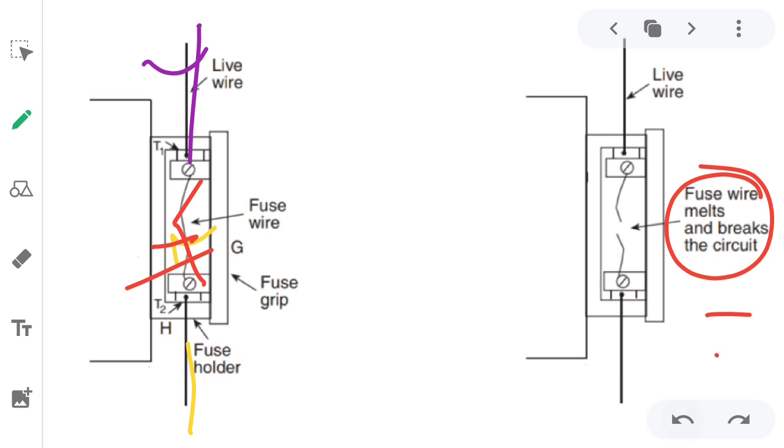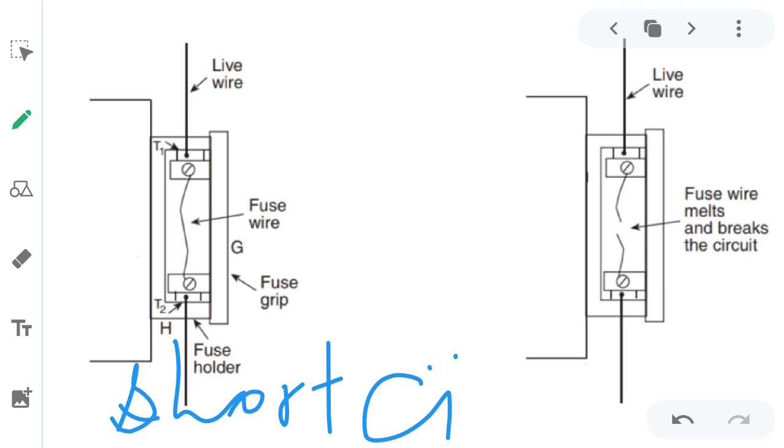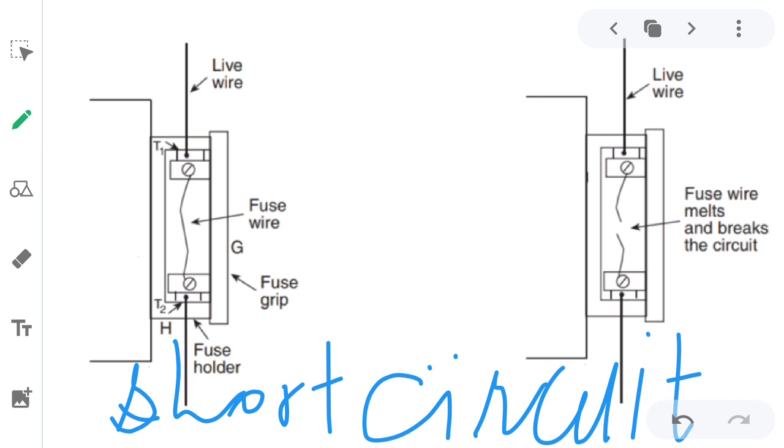Again, in case of short circuit as well, if short circuit happens, in that case also this wire will draw a huge amount of current, and that current will flow through this thin wire, and this thin wire is not capable of carrying that current. Even this wire is also not capable of carrying that current.